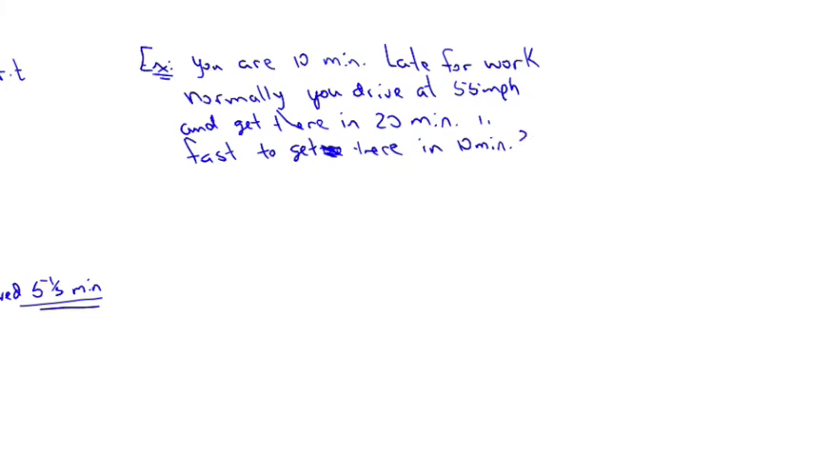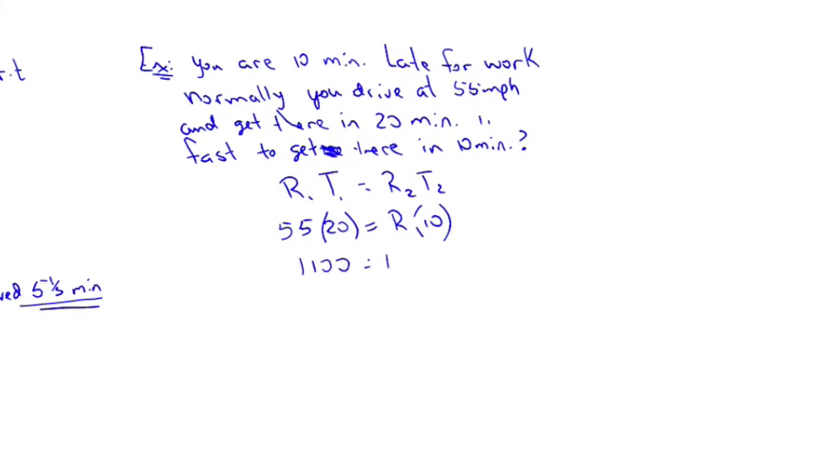110 miles per hour. If you do the setup, it would be rate 1, T1, R2, T2. The rate for the first part of the trip is 55 miles per hour. The time for the first part of the trip is 20 minutes. The rate for the second one, I don't know, so I'll just leave it as R or R2. The time that I'm going to have to get there is 10. So half the time means you have to double your speed. So this is 1,100, right? It is equal to 10R, and divide both sides by 10 for the algebra.